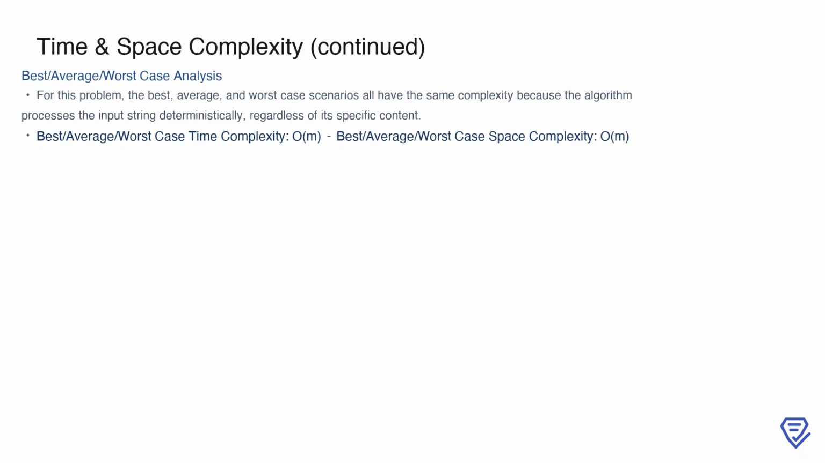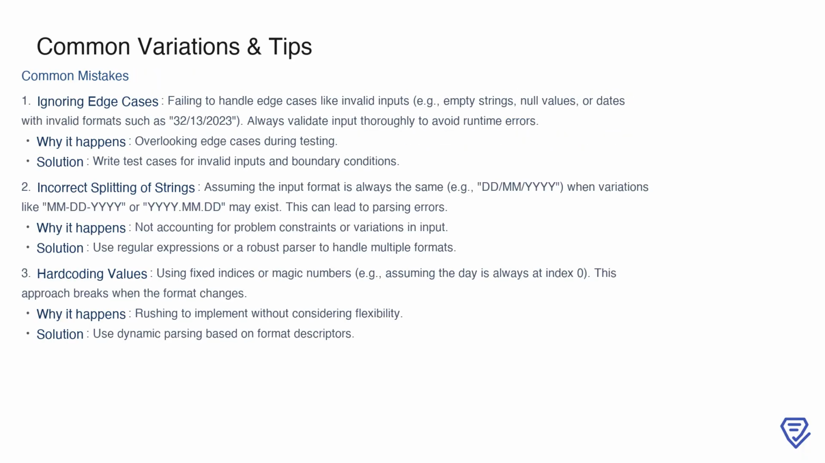Similarly, the space complexity is also O(m), dominated by the temporary list created during the split operation. Since there are no variations in processing based on input characteristics, the best, average, and worst-case complexities are identical, O(m) for time and O(m) for space. This consistency makes the algorithm predictable and efficient under all conditions. When solving problems like reformatting dates, there are several common mistakes to watch out for.